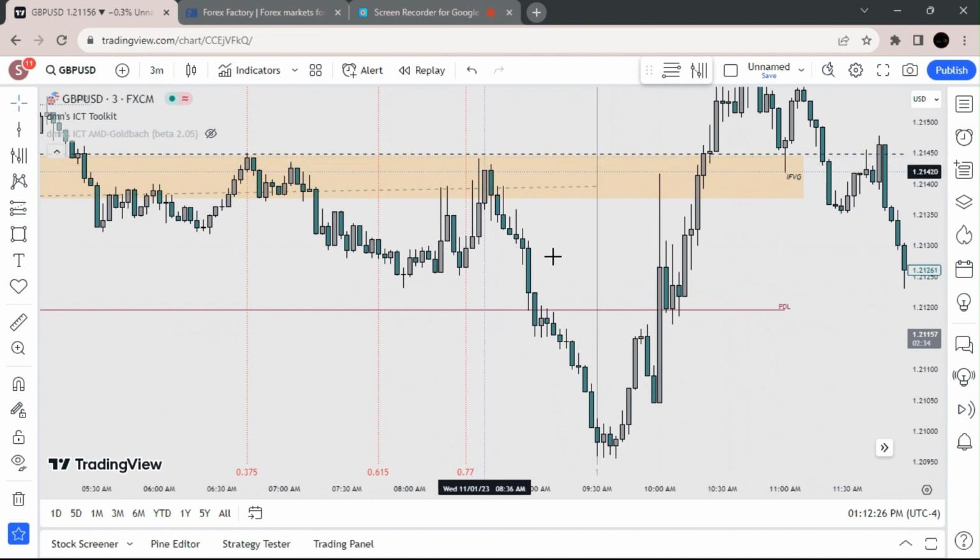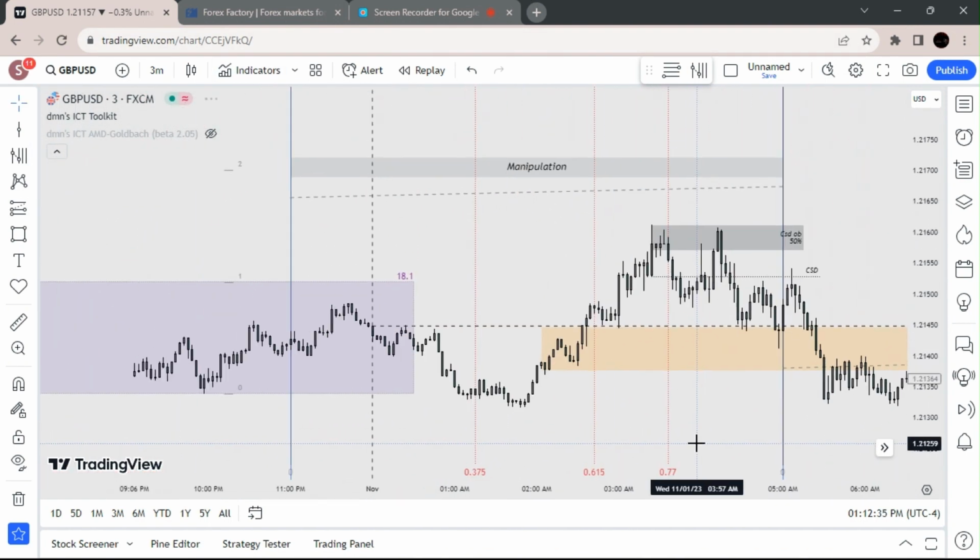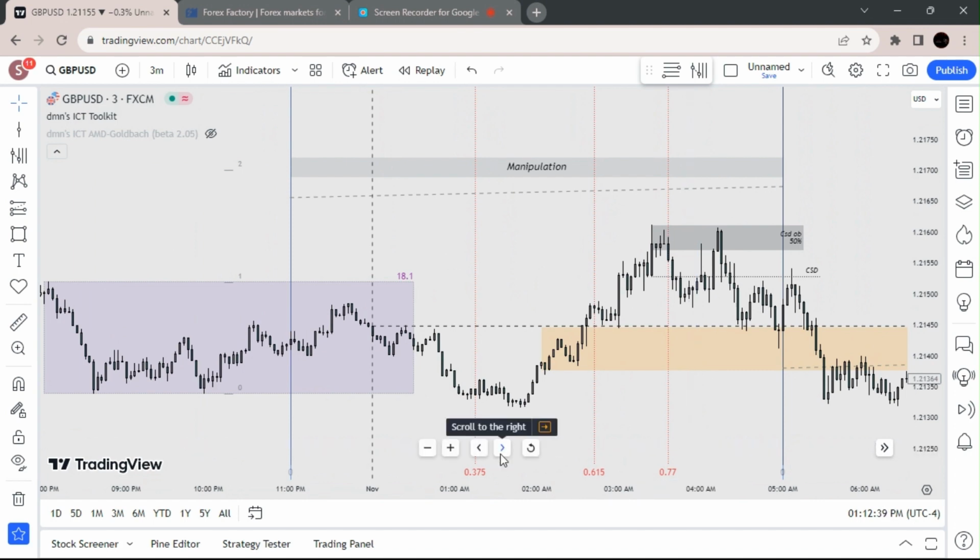So I also could have been looking for an entry from there, which is right here. And this is also D2. And D2 is, like I said, known for continuations or reversals as well. In this case, we continued from previous cycles.